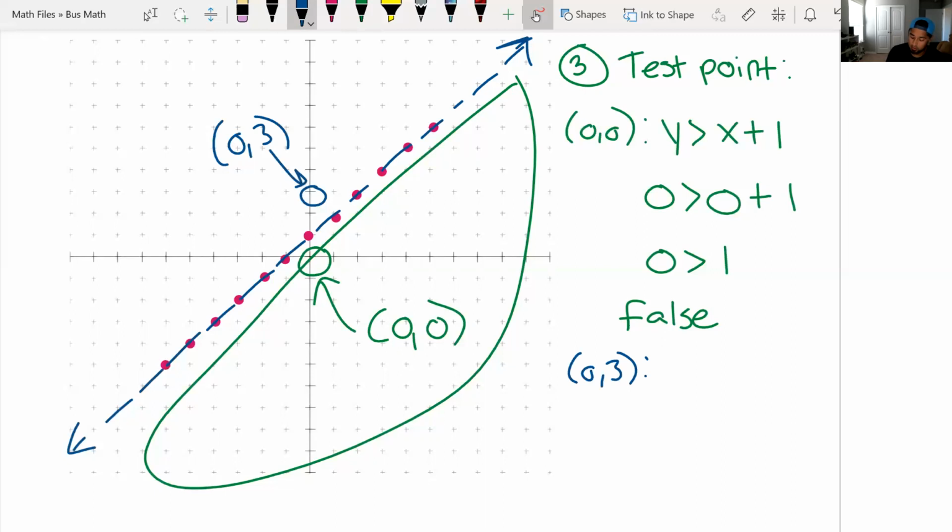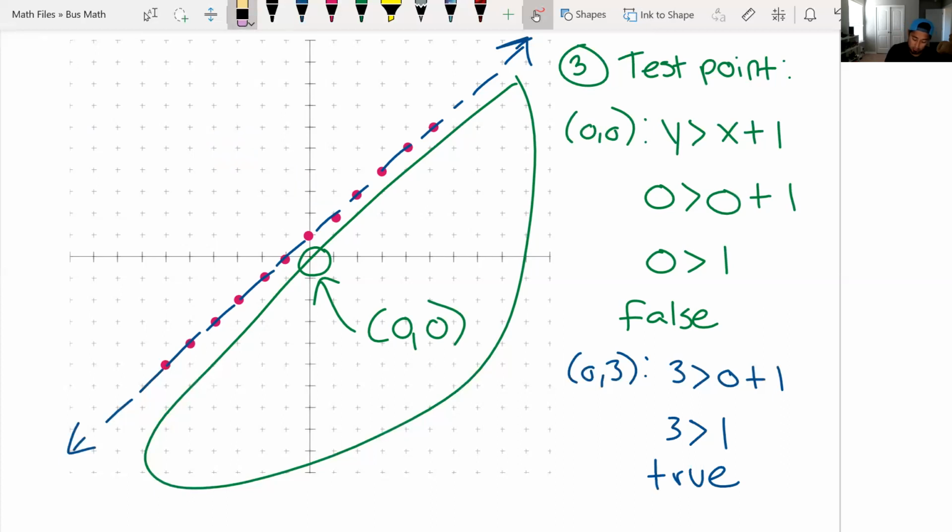(0, 3). You'll plug it into the inequality above, which means I'll get 3 for y, plug in 3 for y, 0 for x. 3 is greater than 0 plus 1. We get 3 is greater than 1. Now, is 3 greater than 1 a true statement? That is definitely true, which means that we are going to shade above the line like we said when we picked the original test point.